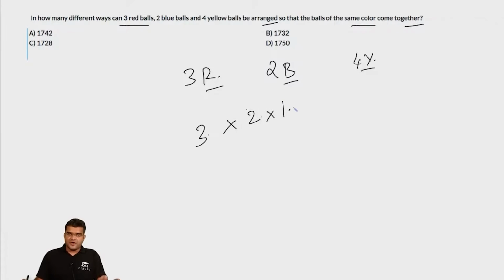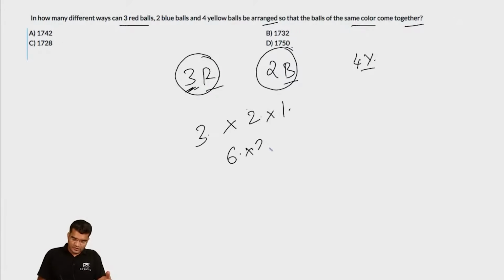Once we have selected the order of the colors, the red balls can be arranged amongst themselves in 3 factorial ways, which is equal to 6. The 2 blue balls can be arranged in 2 factorial ways, which is equal to 2. And the 4 yellow balls can be arranged amongst themselves in 4 factorial ways, which is 24.